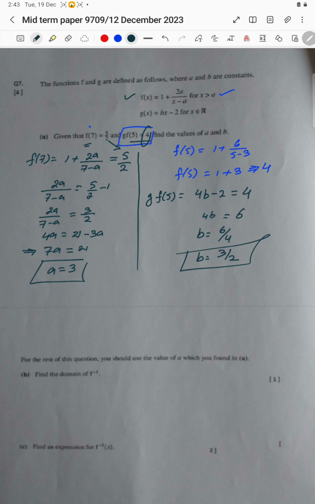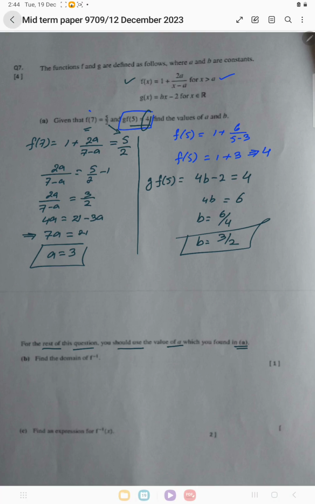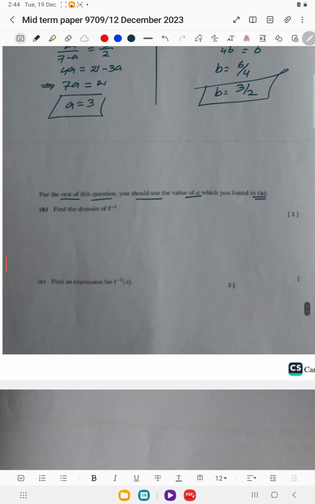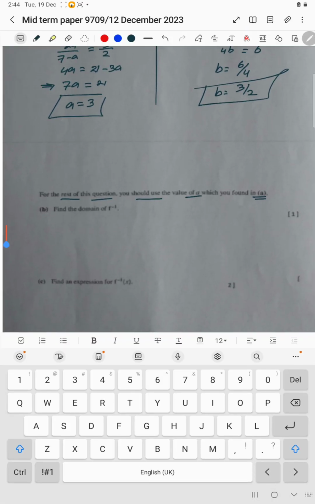Right. Now for the b part of this question, it's given that for the rest of this question, you should use the value of a which you have found in part A, and find the domain of f inverse. Okay, what to do for this case? We have to find the domain of f inverse.